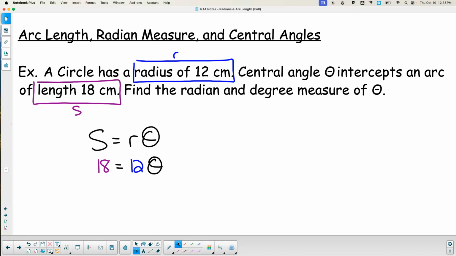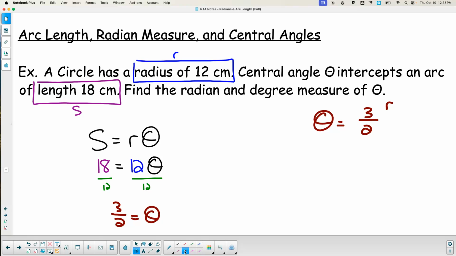How am I going to go about finding theta? Divide both sides by 12. Okay. If I divide both sides by 12, then I get 3/2. But that's what? That's radian. So that's half of my answer for theta. We needed it to be in radians. So theta equals 3/2 radians is my first answer.